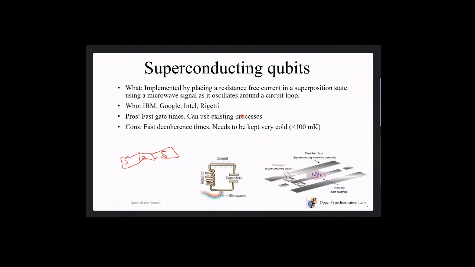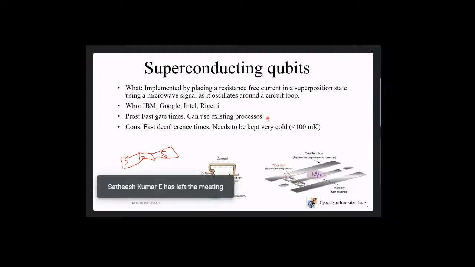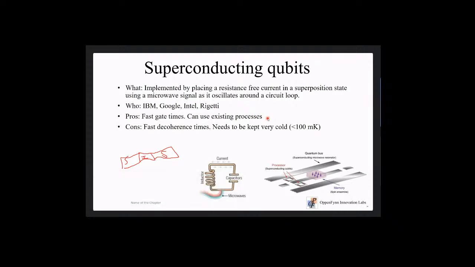And superconducting processes are actually very similar to semiconductor processes. As you all know, with the semiconductor silicon technology that we have right now, we have a lot of experience and a lot of infrastructure. So if we are able to use the same existing process to fabricate these superconducting qubits, that is a huge advantage, because we don't have to develop new technology for these things.